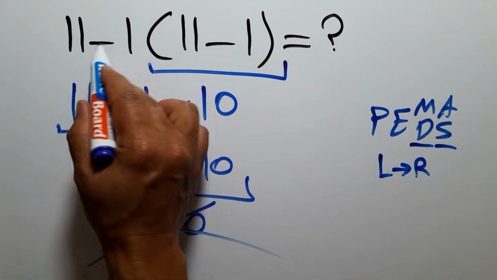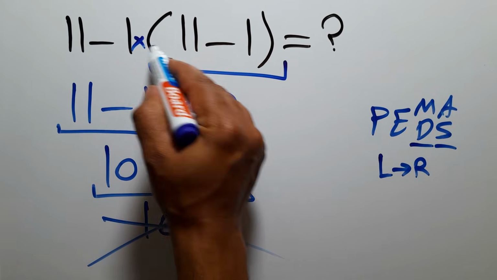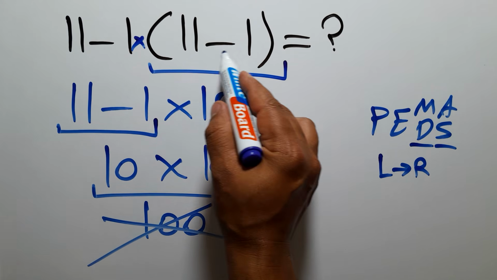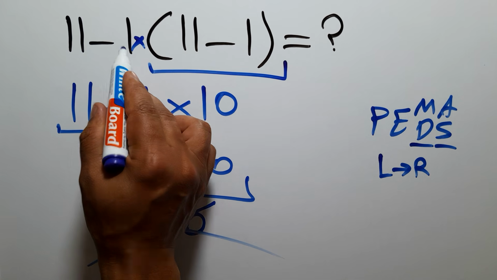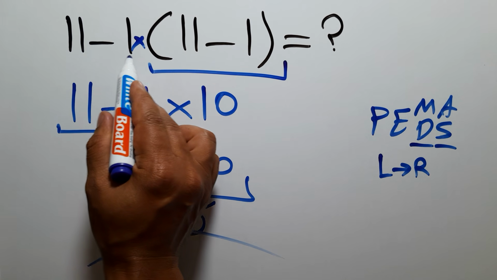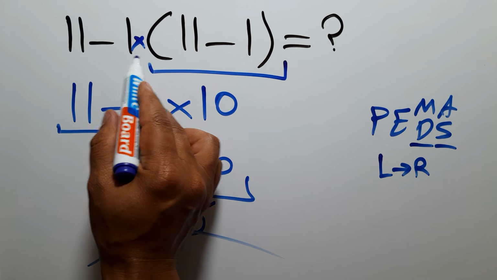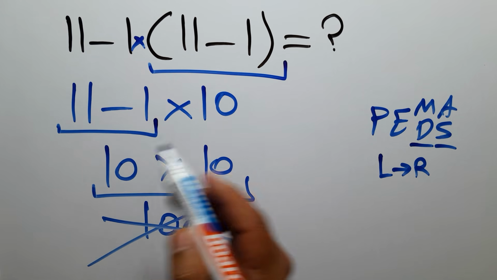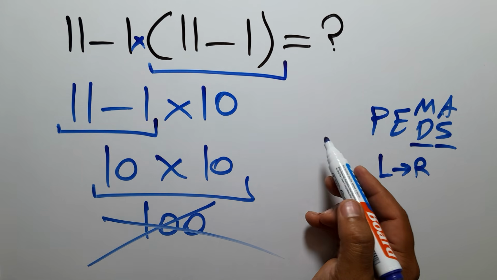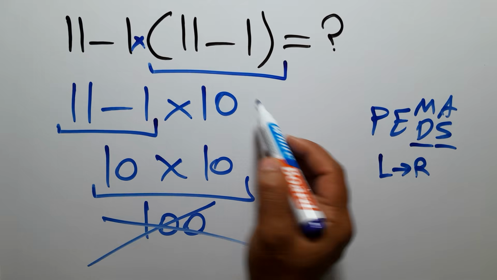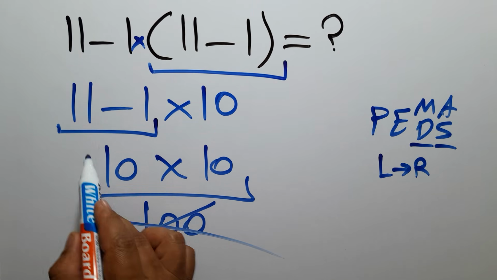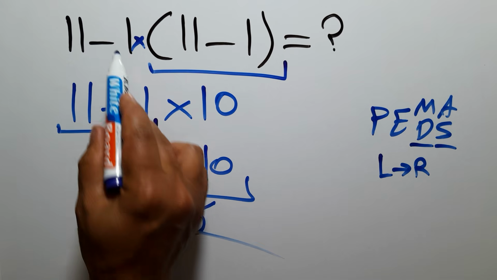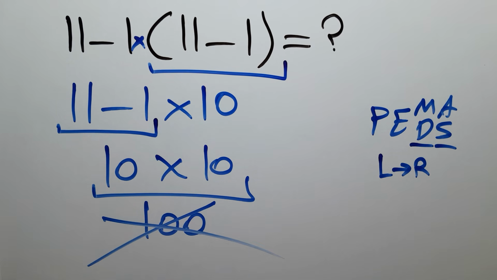In this expression, we have one subtraction, one multiplication, and one parenthesis. Inside this parenthesis, we have one subtraction. Here we have a multiplication because in mathematics, when a number is placed next to parentheses, it means multiplication. And we usually don't write the multiplication sign for brevity. Okay, so according to PEMDAS, first we have to do this parenthesis, then this multiplication, and finally this subtraction. If we do this subtraction before this multiplication, it is wrong.